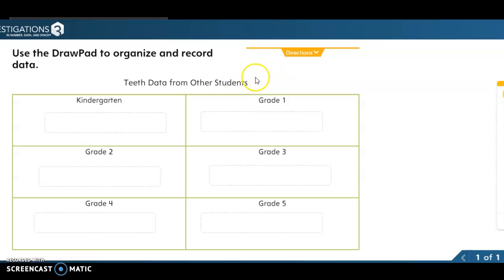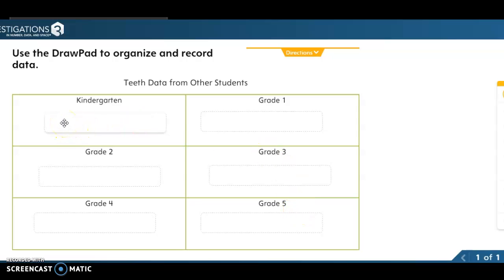If you notice my chart, one of the important things about recording data is that you have a title or a heading for your data. This says teeth data, some people say data, it doesn't matter. Teeth data from other students. And we have kindergarten, grade 1, grade 2, grade 3, grade 4, and grade 5.